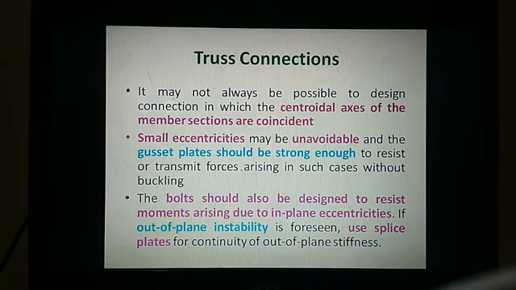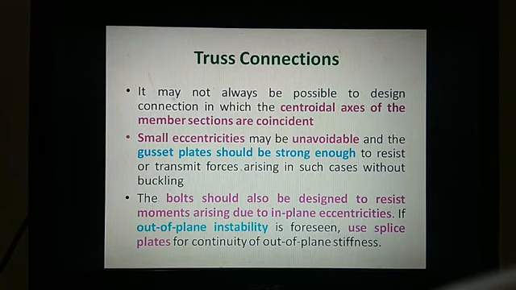So it may not always be possible to design connections with the centroidal axes of the member sections coincident. Here a small eccentricity may be unavoidable, and the gusset plate should be strong enough. One of the important elements in roof trusses is the gusset plate. Why? Because the gusset plate is an element which connects all the different tie and strut members at one point. So the gusset plate is the one which is going to transfer the load at its junction.